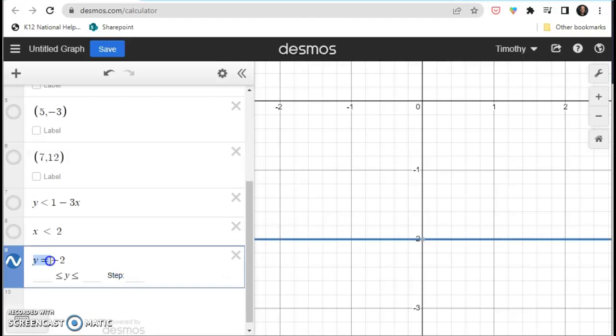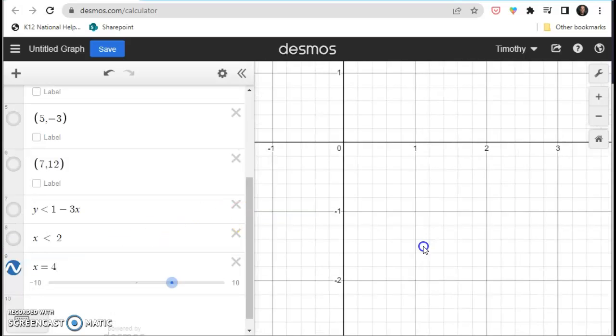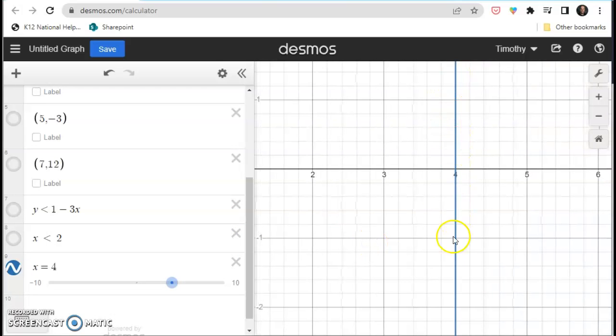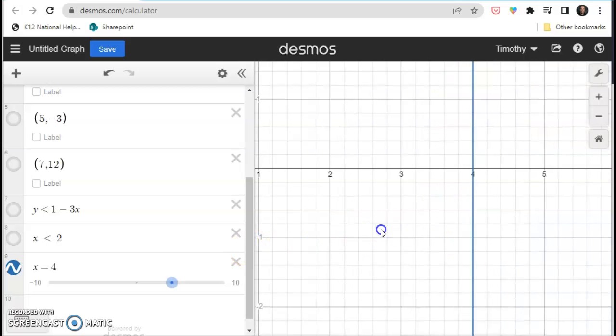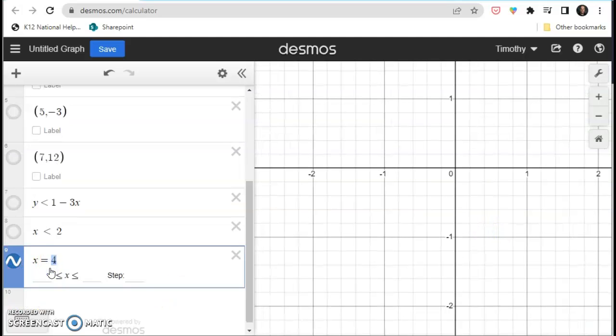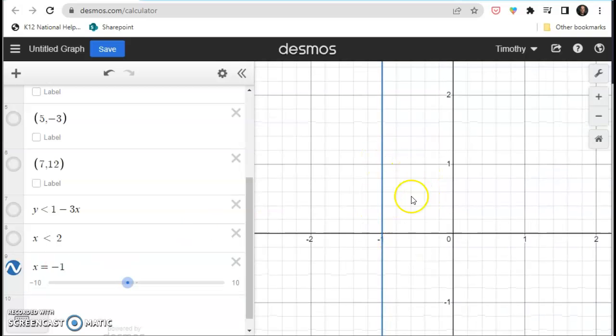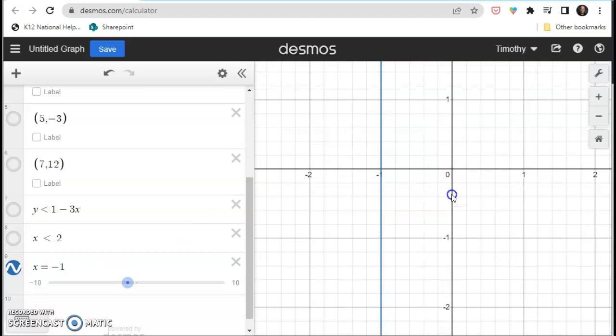All right, let's do another line. Let's say x equals 4. x equals 4, that's a vertical line. Notice it's passing through 4 on the x-axis. And let's do another one. Let's do x equals -1. And notice now we're passing through -1. Okay, so now we've gone over the different vertical and horizontal lines.